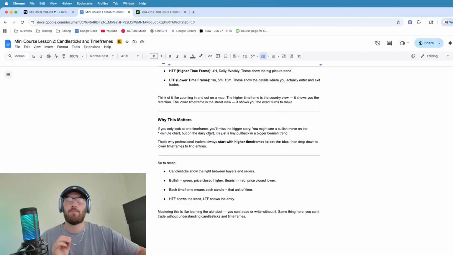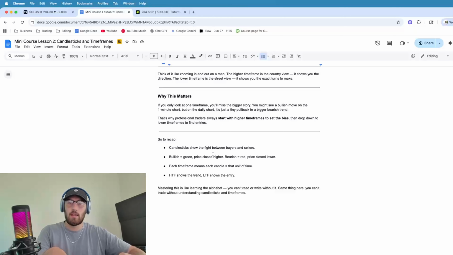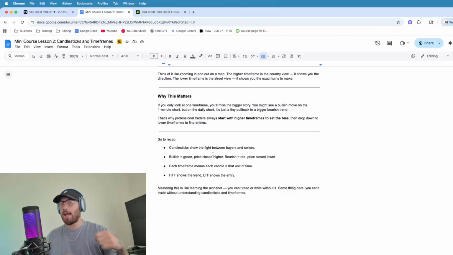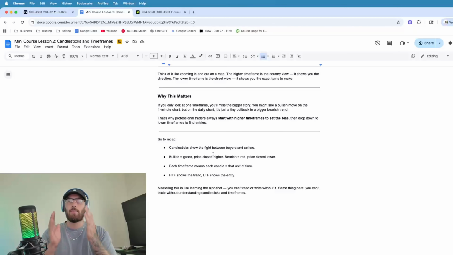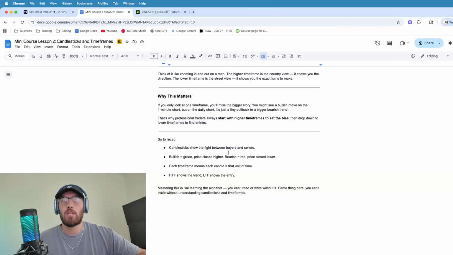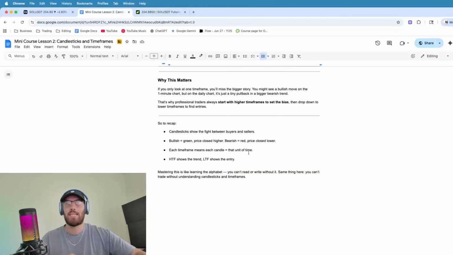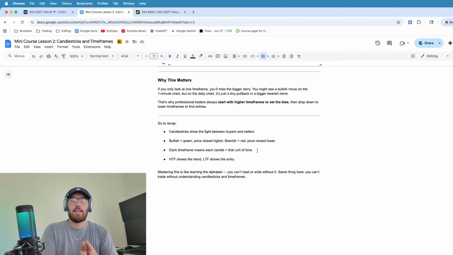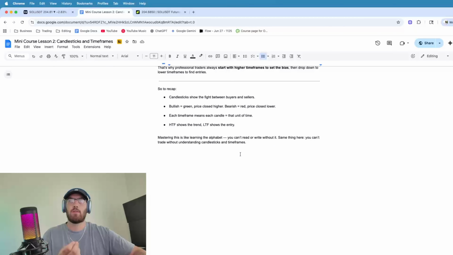Now, just to recap, candlesticks show the fight between buyers and sellers. So if it's a green candle, it's showing that the buyers won that fight. So it's constantly a battle between buyers and sellers, and that is exactly what candles are showing us, that fight between them and who's winning. Now, bullish equals green price, bearish equals red price. Each time frame means each candle, okay? It's that unit of time. So each time frame is equal to each candle. High time frame shows the trend, low time frame shows the entry.